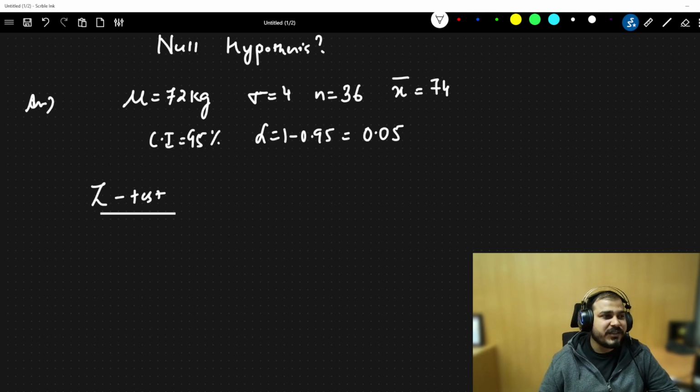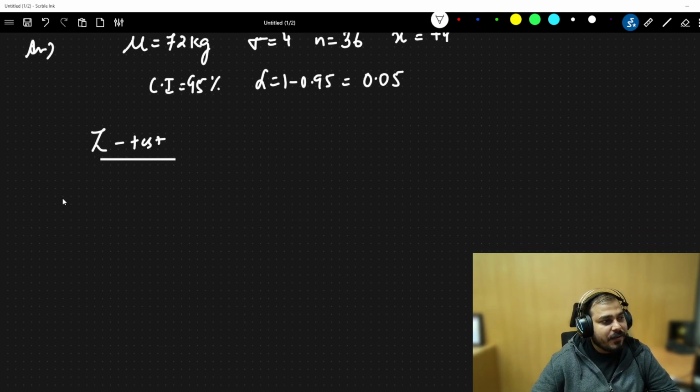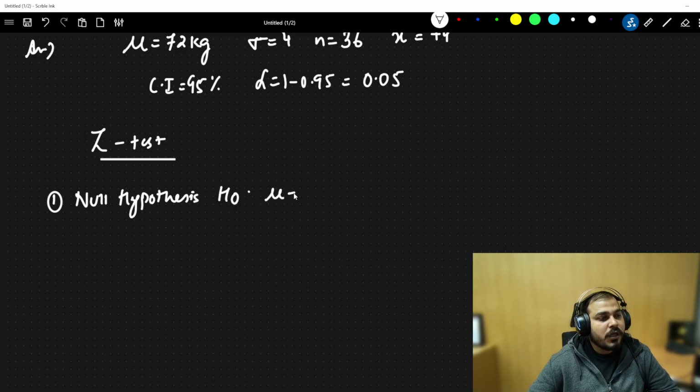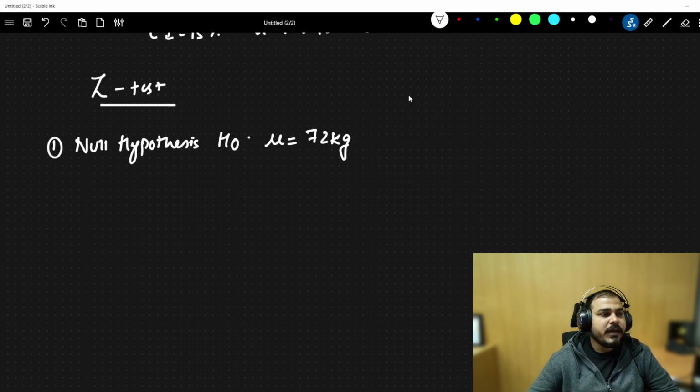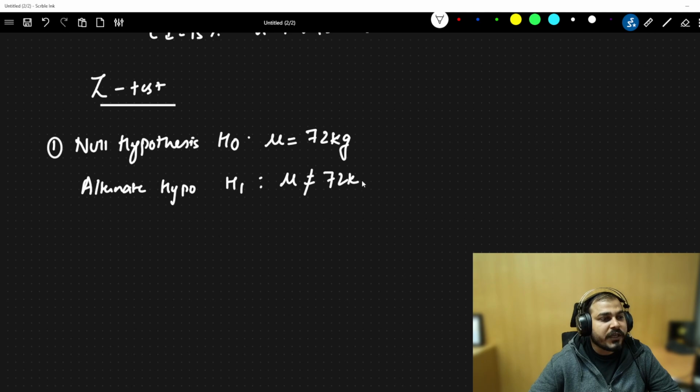Okay, so both the conditions are being satisfied. My first step will be to define my null hypothesis. My null hypothesis, specified by H0, says that your mean is equal to 72 kg. That is what I am trying to test by picking up a sample of 36 people, right? Then your alternate hypothesis will be H1, which says the mean will not be equal to 72 kg, right? If the null is rejected, obviously that means the mean is not equal to 72.